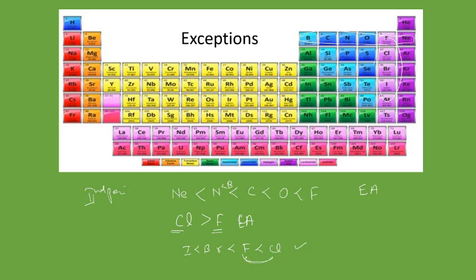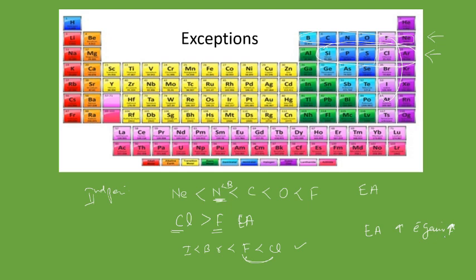Here is an exception: second group elements. Here these elements have a higher affinity value than these elements because of the bigger size of the third period than the second, and therefore less electron density in these atoms, due to which they have a high tendency to accept electrons compared to the second period elements. As the electron affinity for non-metals increases, it means the electron gain tendency increases.